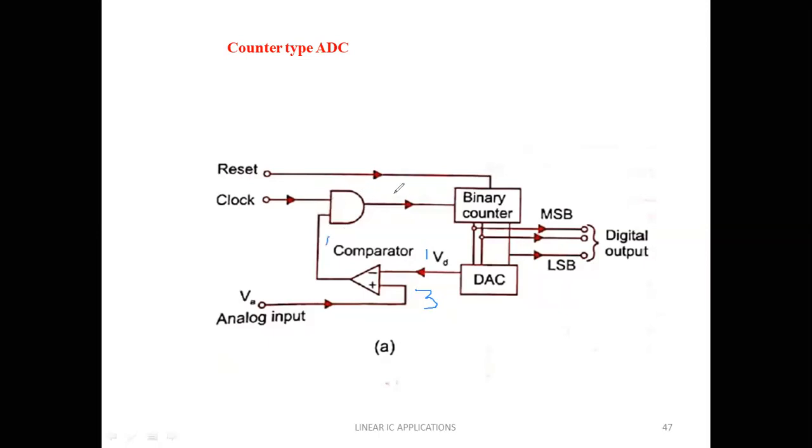Previously it had 1 clock pulse, and now it generates another clock pulse, so that the counter counts and gives the signal as 2. That 2 can be written as 0, 0, 1, 0.